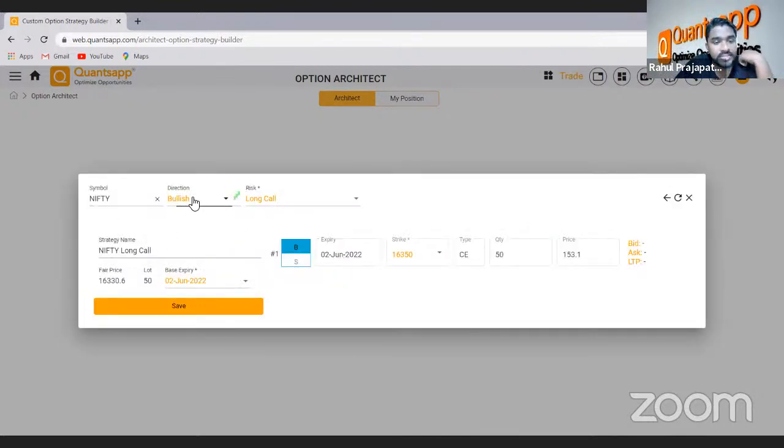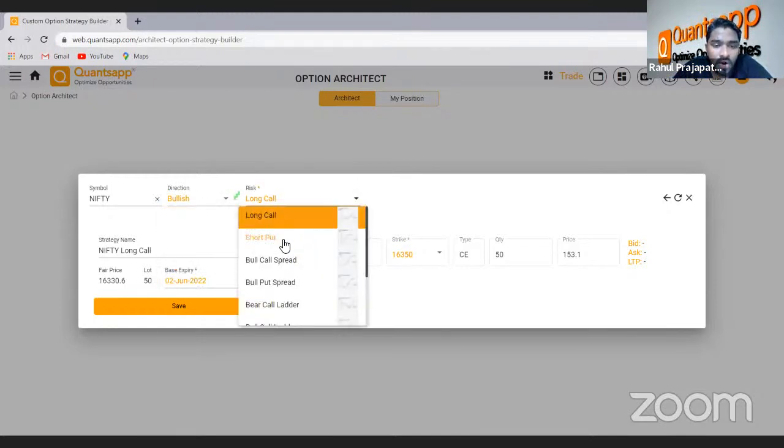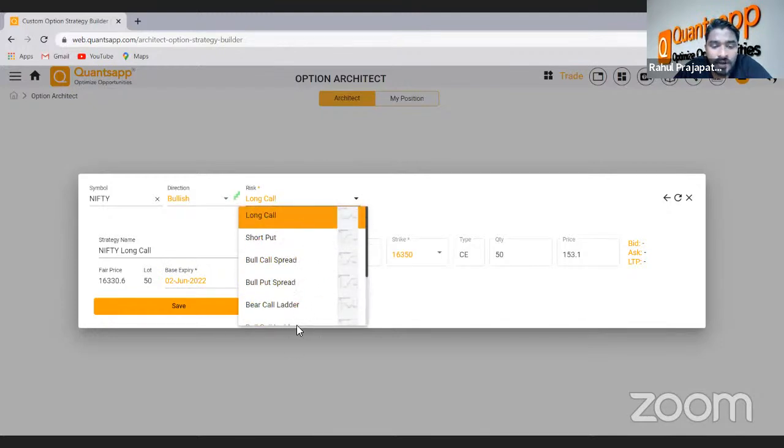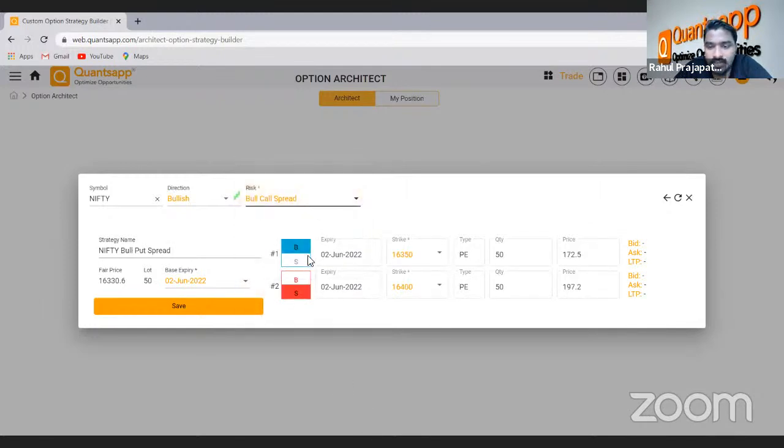Now here you will again see the same thing: bullish, bearish, either way, and oscillate. Whatever your view is in the market right now, you can create that. So let's say I have a bullish view on Nifty for this expiry only, 2nd June, and I'm going to create this strategy on Monday. For a bullish view, the strategies I have are long call, short put, bull call spread. Whatever you want to create, you can create. Let's take the simple one first, the bull call spread.